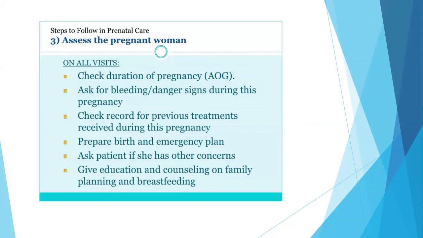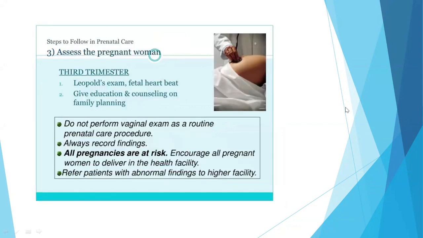On all visits, we need to check the duration of pregnancy. We need to ask for bleeding, danger signs during this pregnancy, check record for previous treatments received during this pregnancy, prepare the birth and emergency plan, ask the patient if she has other concerns, give education and counseling on family planning and breastfeeding. We need to assess the pregnant woman in the third trimester by a Leopold exam.